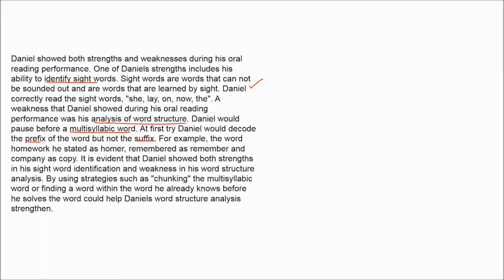And pausing before reading multisyllabic words, well, remember the kid was reading farm and barn, still had an error with onset and rhyme, but that's not a multisyllabic word. For example, the word homework, he stated Homer, remember. It is evident that Daniel showed both strengths and weaknesses in word identification and weaknesses in word structure and analysis. And then she gave an intervention of chunking.